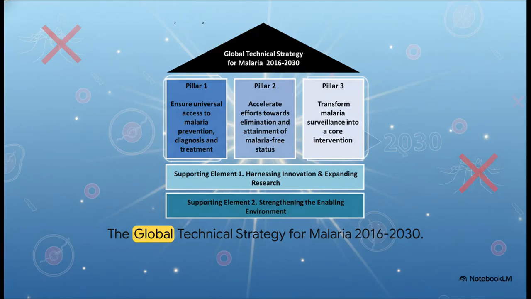In May 2015, the World Health Assembly endorsed the Global Technical Strategy for Malaria 2016-2030, a technical framework for all malaria endemic countries. The strategy sets ambitious but achievable global targets, including eliminating malaria from at least 35 countries and reducing malaria case incidence and mortality rates by at least 90% by 2030.